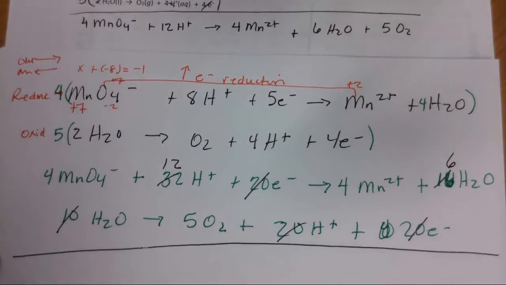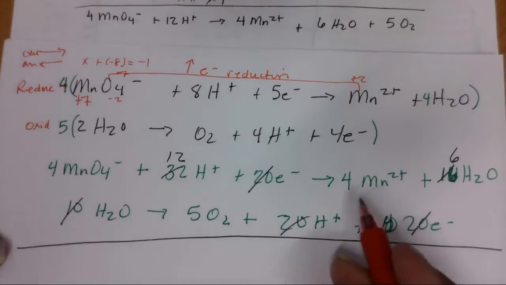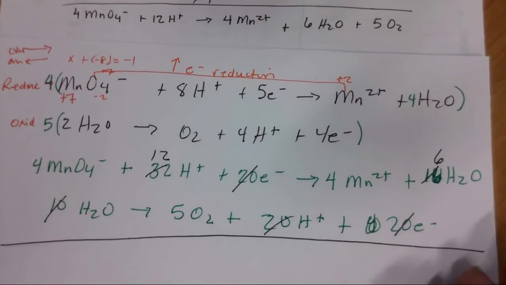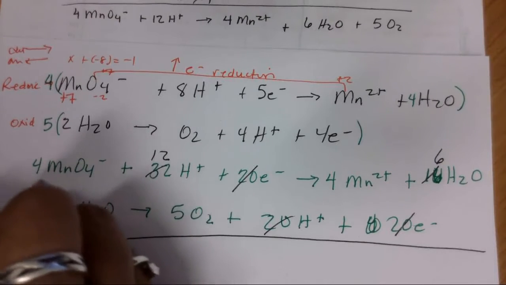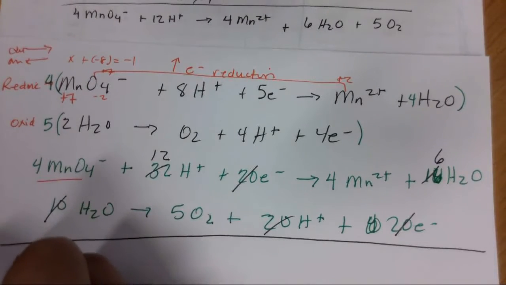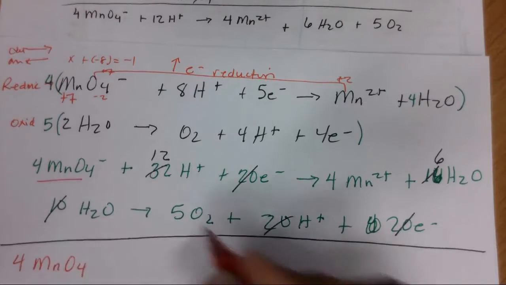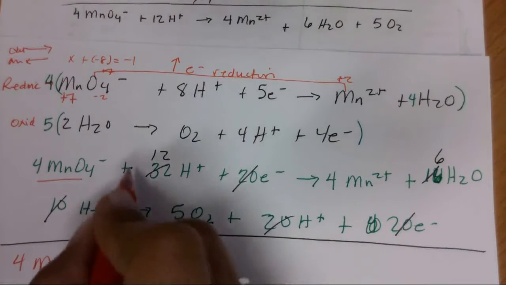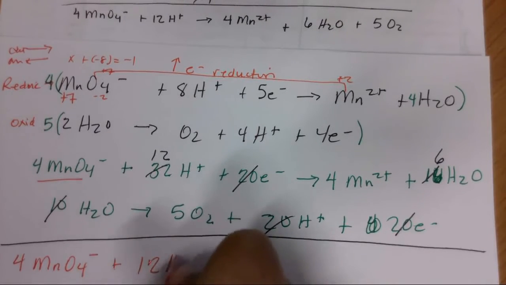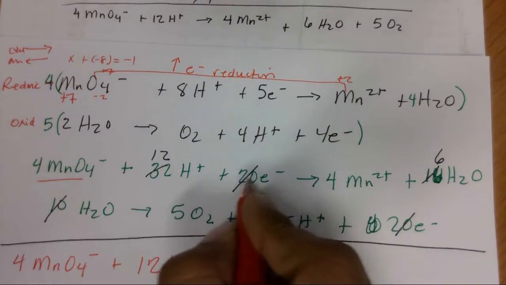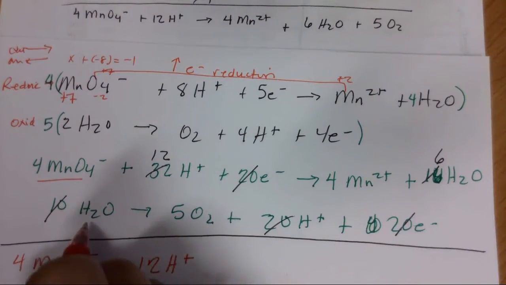I'm going to use a different colored pen because I like to underline whatever it is that I've done. So I'm going to start with my reactants, with my redox. So I've got 4 MnO4 minus, then I have plus 12 H plus. I don't do this because they've canceled out. I come down here, my waters are gone.